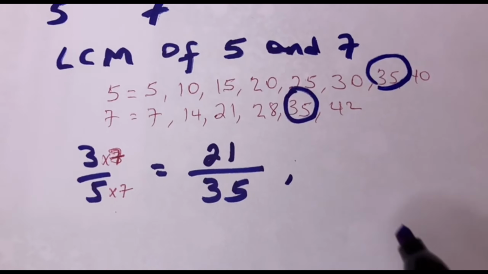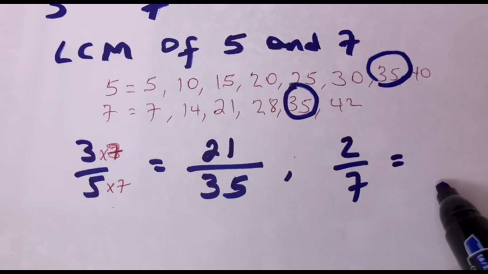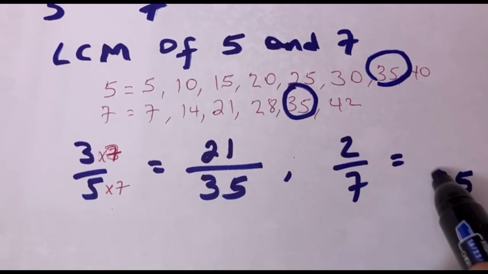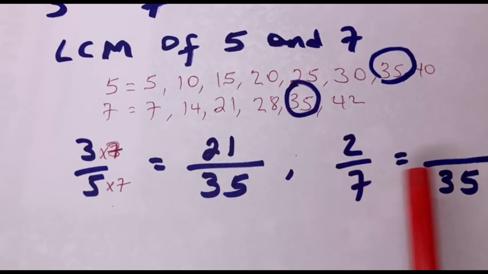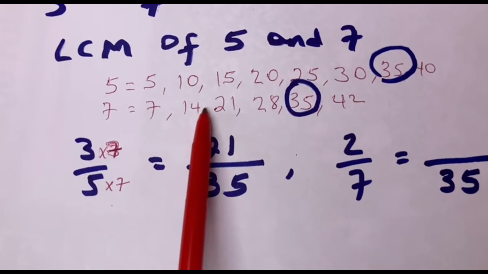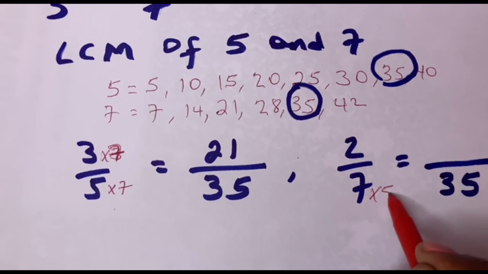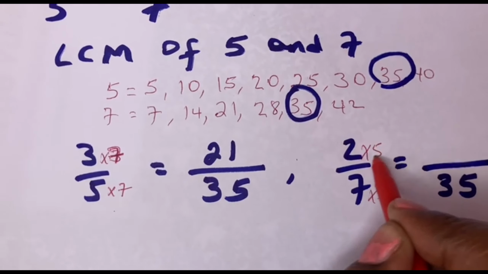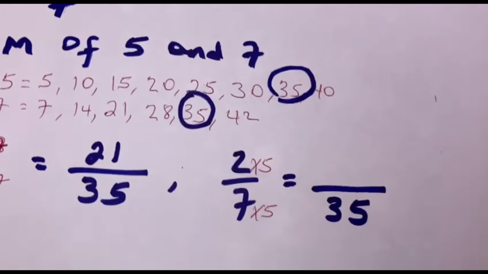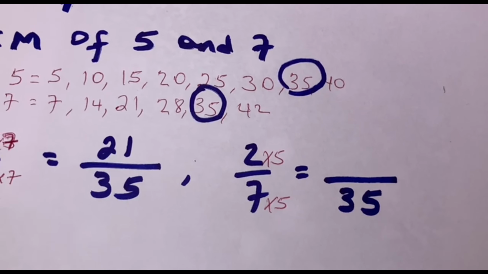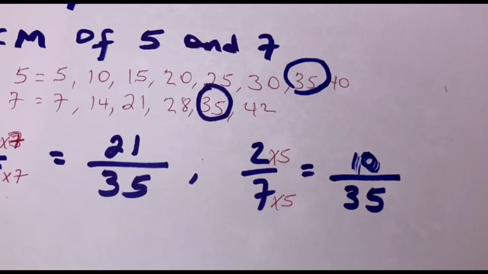Now the next one is 2 over 7. We also change its denominator to 35, and the LCM is 35. So when we count, what times 7 gives us 35? 1, 2, 3, 4, 5. So 7 times 5 is 35. The same thing, we have to multiply the numerator also by 5. Therefore, 2 times 5 is 10.